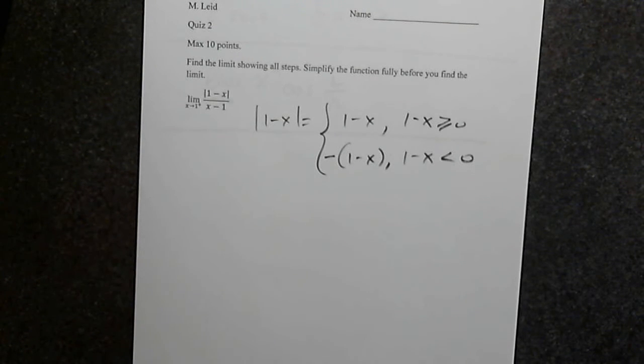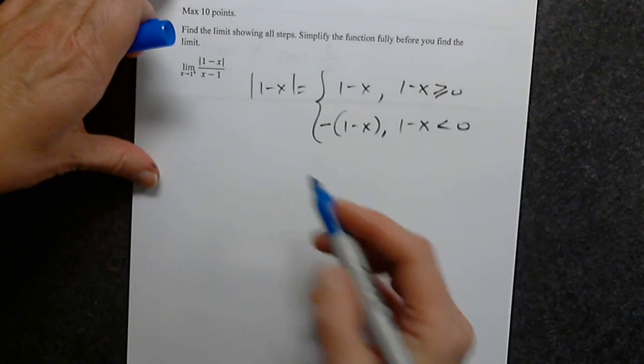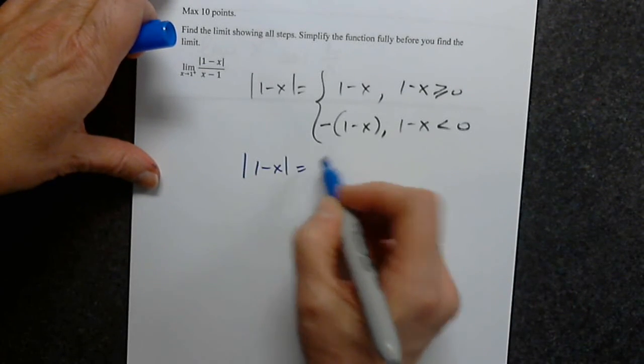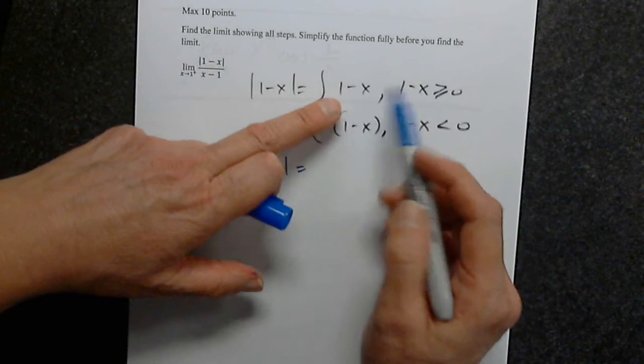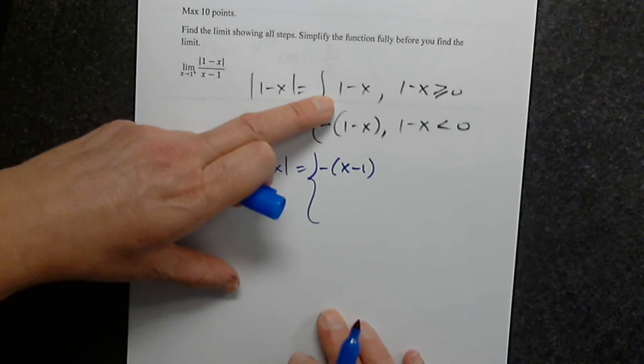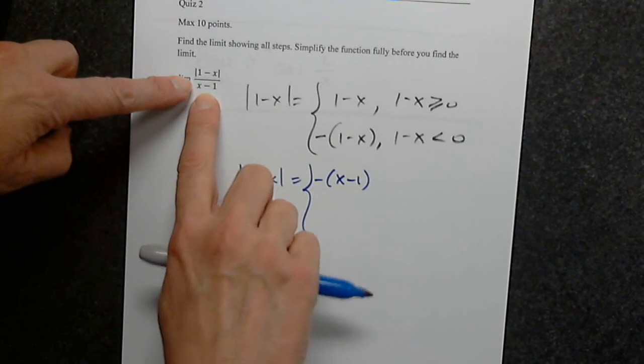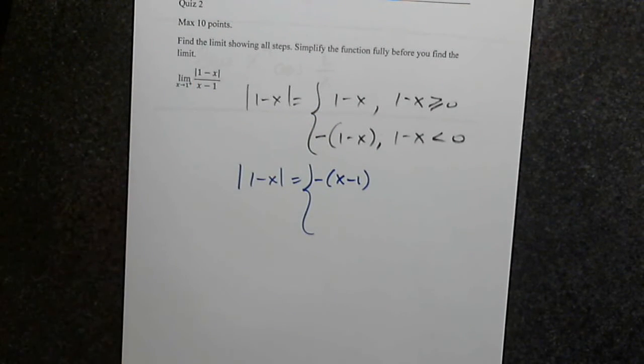But now I will try to clean it up. It's not cleaned up. So the absolute value of 1 minus x, I don't have a problem with writing this as negative x minus 1. I'm cheating a little bit because I'm looking at the denominator. So I really want everything, not just that, but I always like everything in descending order and no negative leading coefficient.